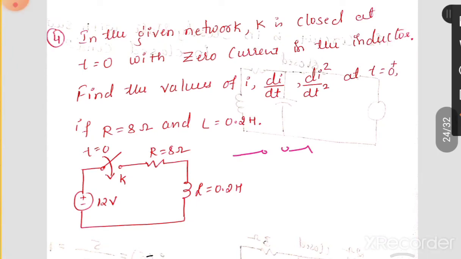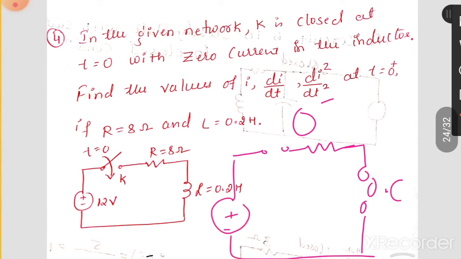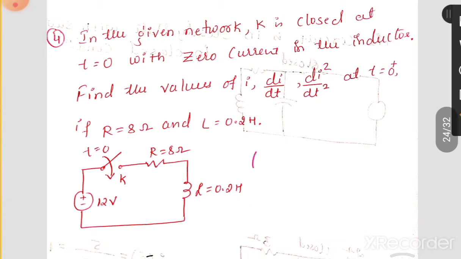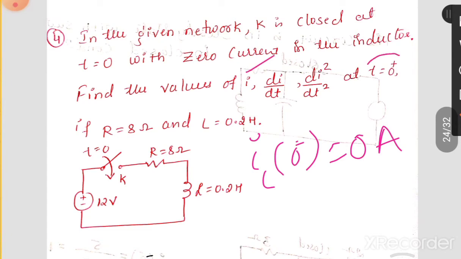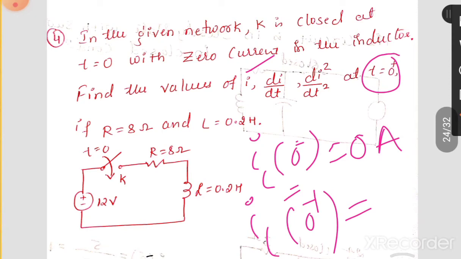The switch was open initially, that is at 0 minus, and the inductor is also represented by an open circuit, and then there is the voltage source. What is the current flowing through this? It will be equal to 0. Therefore, we can say that IL of 0 minus will be equal to 0 amperes. And we have to calculate at t equal to 0 plus, meaning IL of 0 plus. These two will be the same, because in an inductor the current will not change immediately. Therefore, it is also 0 ampere. So this we have calculated.